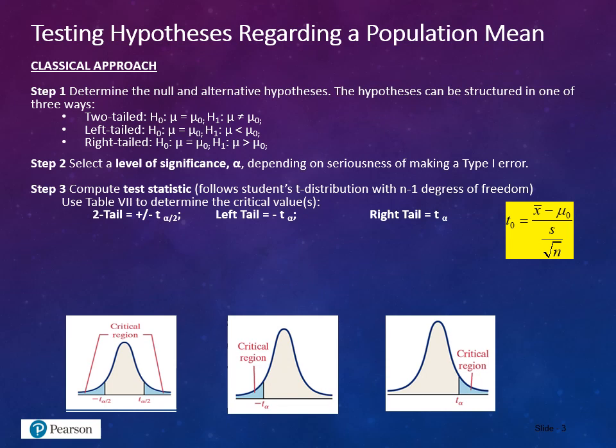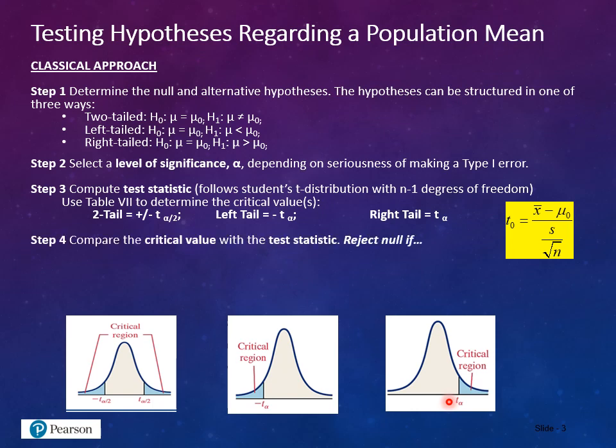From that, we use Table 7 to determine the critical values. If it's two-tailed, and you can see the diagrams below, we're going to have plus or minus t alpha over 2, right? It's greater than t alpha over 2 or less than negative t alpha over 2. For the left tail, the critical value will equal negative t alpha. And for the right tail, here we're looking for values to create this critical region. The critical value is just t sub alpha.